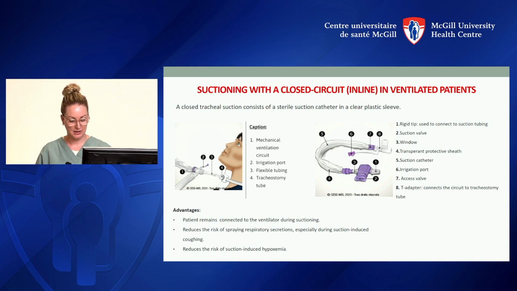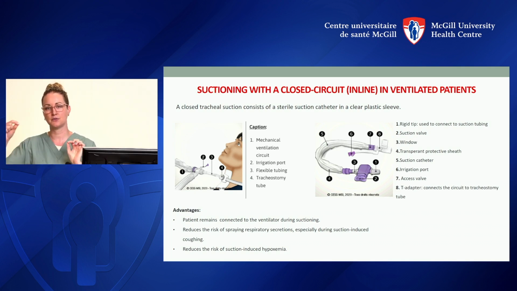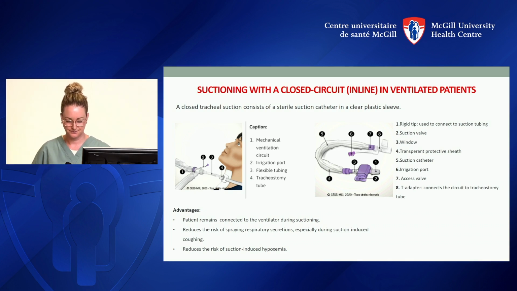And the irrigation port actually allows for clearing of your suction catheter. So you put the NS into your irrigation port on number 6, and you press the NS while simultaneously pressing your suction valve so that you're suctioning all the NS through your valve and you're clearing your suction catheter.